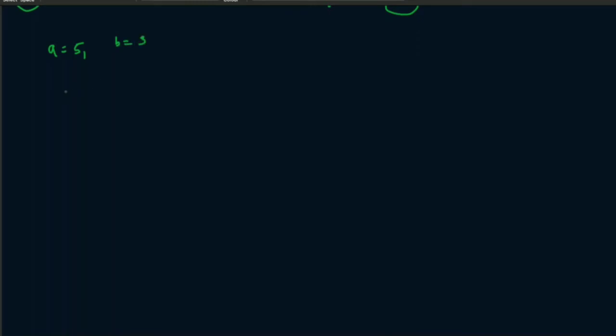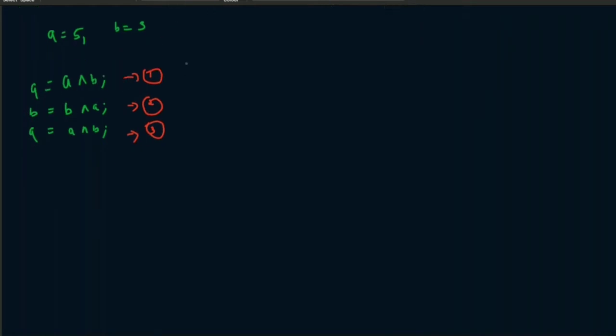What is the program I have written? I have written A = A XOR B, B = B XOR A, and A = A XOR B. I will call these equation 1, equation 2, and equation 3 so that it will help me to solve it. One by one I'll be solving it, right?